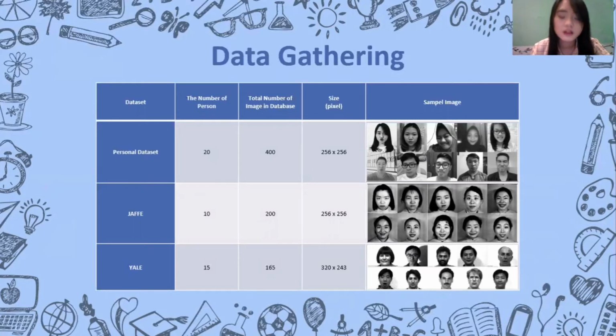While the data from JAFFE contained a total of 200 images and were taken from 10 Japanese women with 7 different expressions, which consist of 6 basic expressions and 1 neutral. The dimensions of the JAFFE dataset are 256 times 256 pixels. The Yale database contains a total of 165 images of 15 different people, namely 14 men and 1 woman. Each person was sampled 11 times with different expressions.